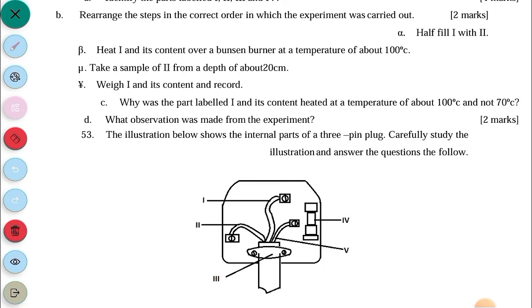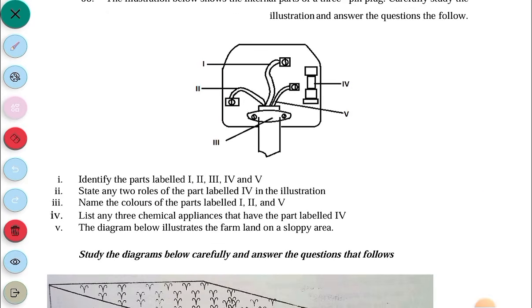So the illustration below shows internal parts of a three pin plug. Carefully study the illustration and answer the questions that follow. So I is the earth wire, II is the neutral wire, III is the cable grip, IV is the fuse, then V is the live wire. State any two roles of the part labeled IV in the illustration. So IV is the fuse.